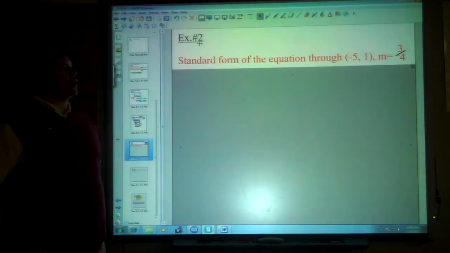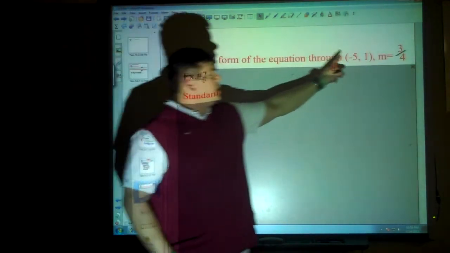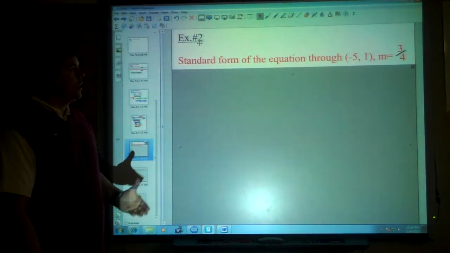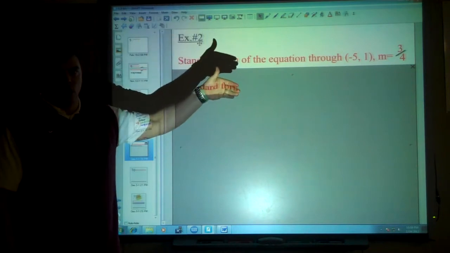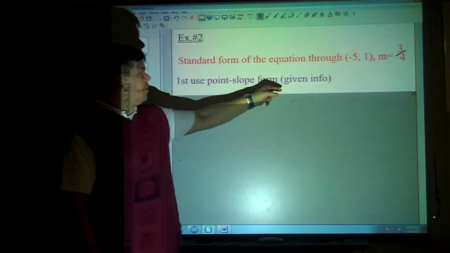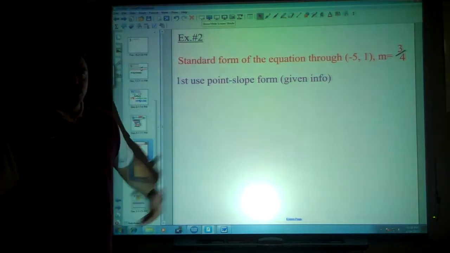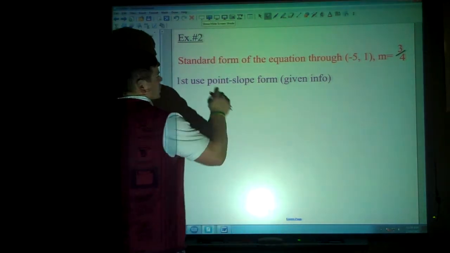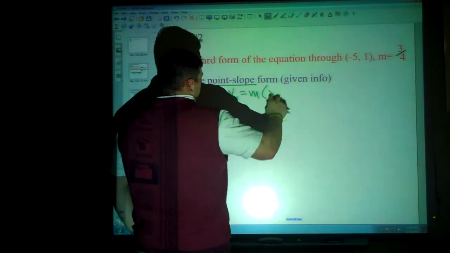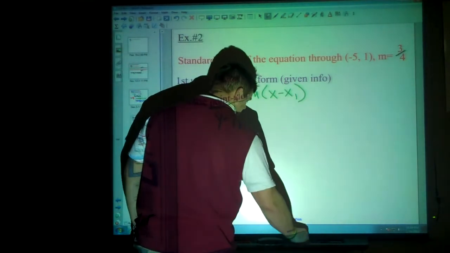Standard form of the equation that goes through this coordinate and has a slope of 3/4. Now, think about what you're given. You're given a point and you're given a slope. Might be a good idea to start with point-slope form. That's what you're given. Start with something you know. So point-slope form, that's y minus y sub 1 equals m times x minus x sub 1.